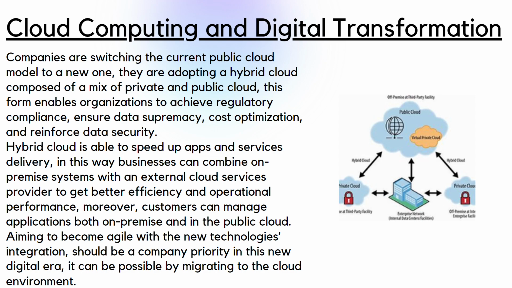Hybrid cloud is able to speed up apps and service delivery. In this way, businesses can combine on-premise systems with an external cloud service provider to get better efficiency and operational performance. Moreover, customers can manage applications both on-premises and in the public cloud. Aiming to become agile with new technologies, integration should be a company priority in this new digital era. It can be possible by migrating to a cloud environment.